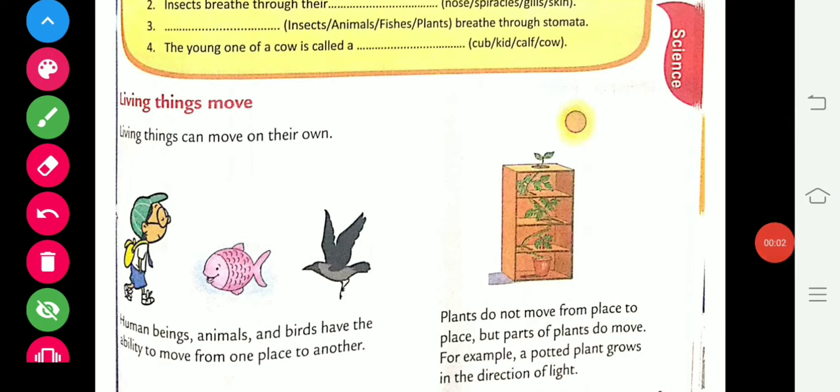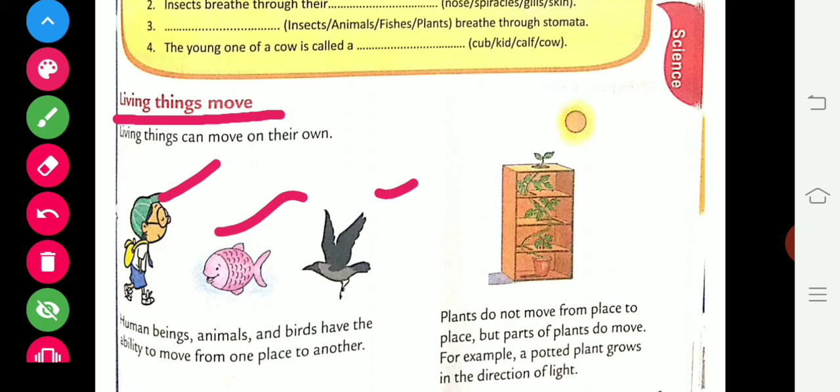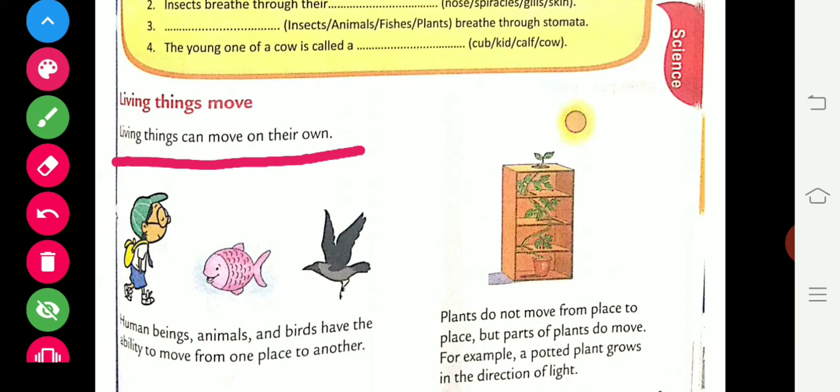Students, we are reading about living things and non-living things. Now we read living things move. Living things क्या करती है? Move. They can go from one place to another place, like a child, fish, crow. Living things can move on their own.